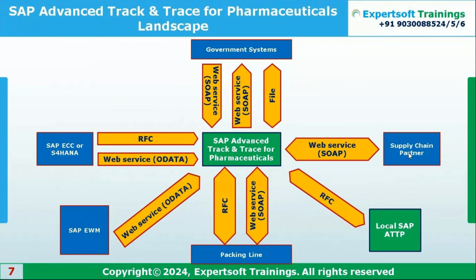Again, the same diagram. There is nothing new. So the only thing here, you can see this SAP ECC or SAP EWM. Both can be interacted together, but the purpose is different. SAP ECC will send the delivery, which will be synced with EWM, which will be synced with the packaging line. But between EWM and the packaging line, there is a connection.